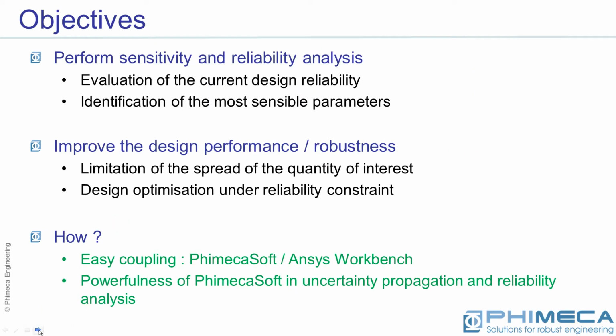There are two main objectives of such a coupling. The first one is to perform sensitivity and reliability analysis of a current design. The second one is to improve the design performance or robustness by using all the capabilities of PhimecaSoft in uncertainty propagation and reliability analysis. I have developed a demonstration on a simple case study. Let me present you how it works.